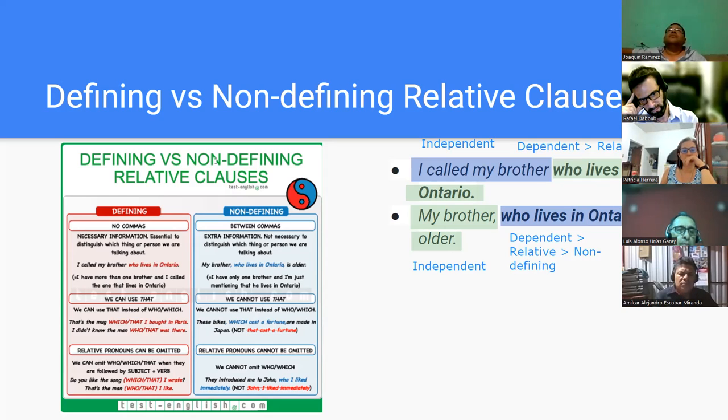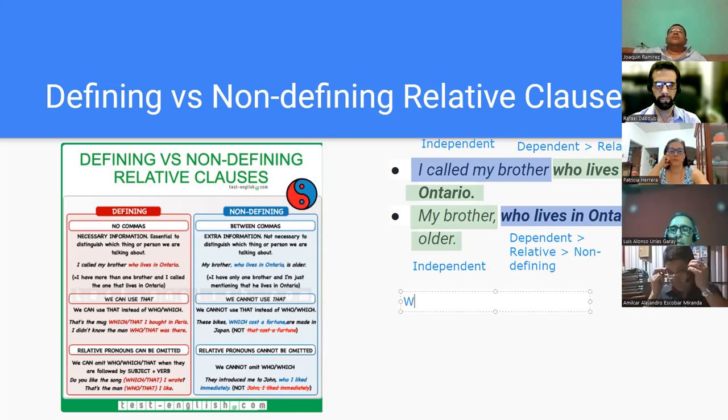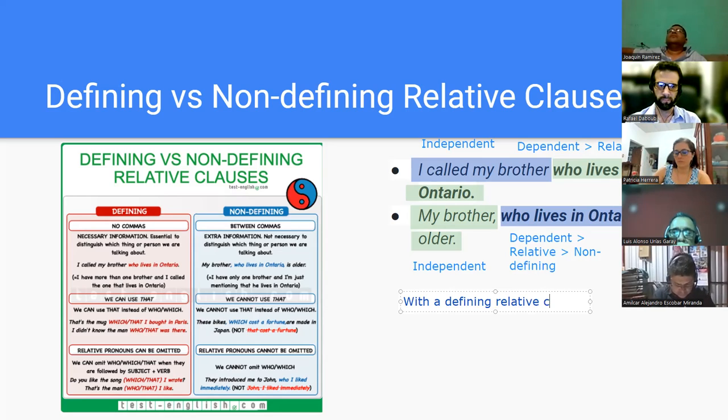Okay. With a defining relative clause, guys, we can use that. Okay. Write that down, guys. With a defining relative clause, we can use that, right? So with a defining relative clause, we can use that. Okay. So we can use that instead of who or which, guys.